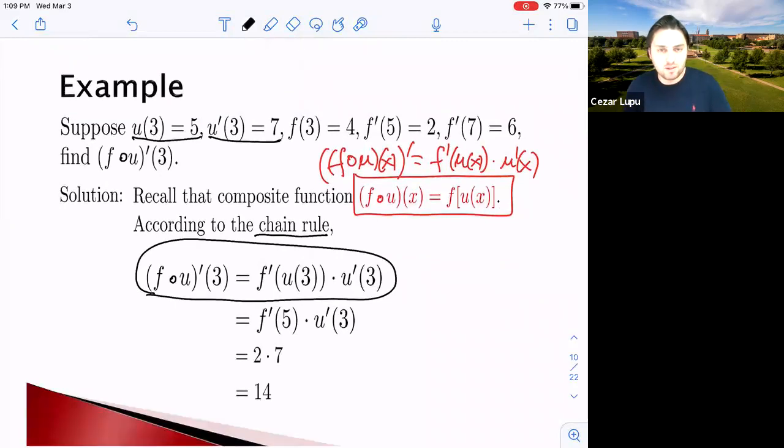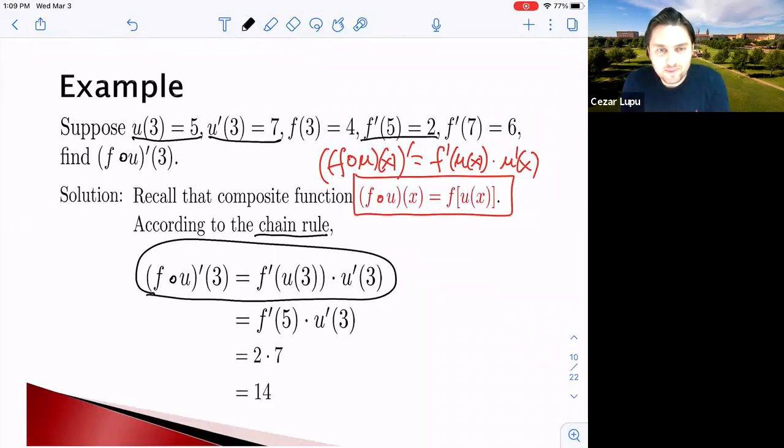So that's basically what we did. Did we use any other? So we used this guy here. Did we use f prime of 7? No, we didn't use it, and we didn't use f of 3 equals 4. So you see, I was a bit sketchy here.